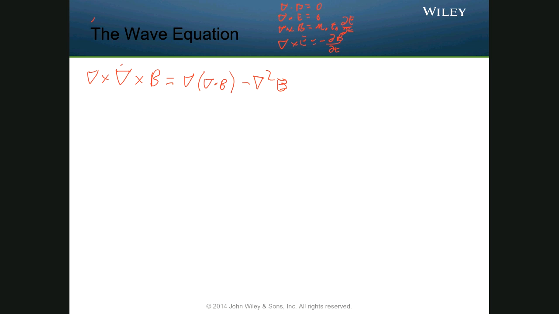So when we look at this, we can look at our free space equations, and we already see that this part goes to 0, right? So we can write this as equal to minus del squared B.